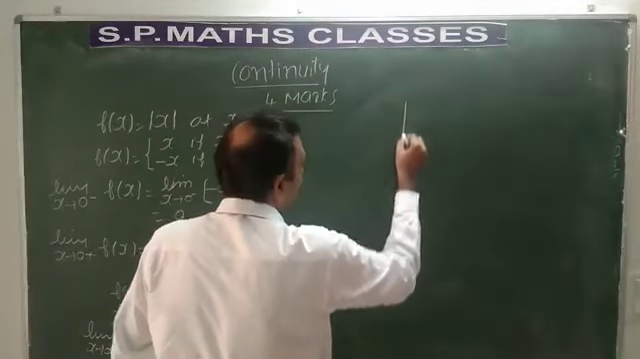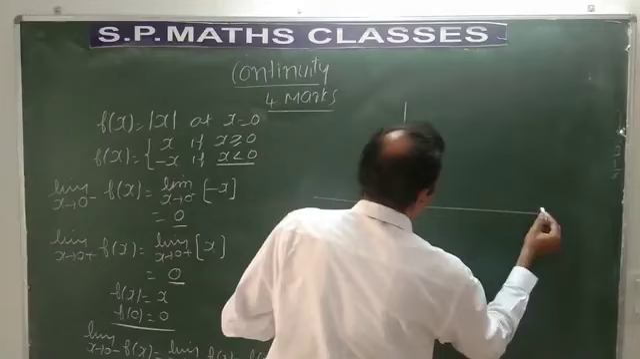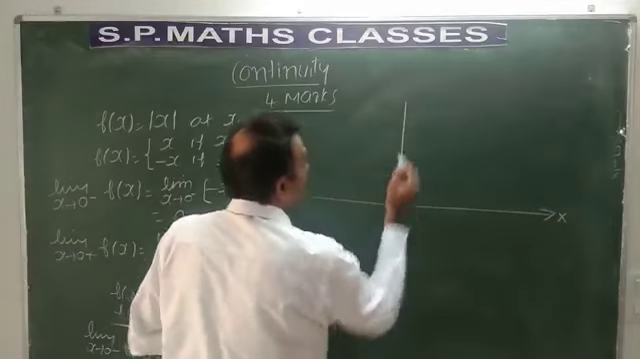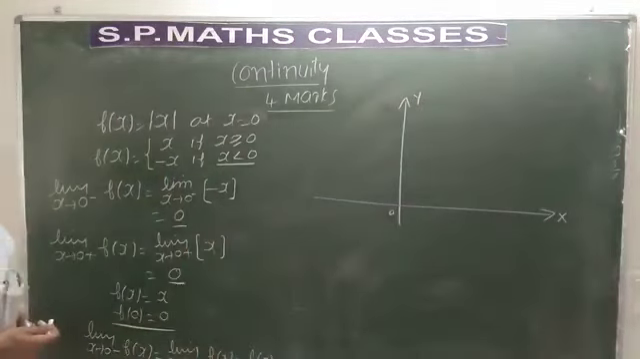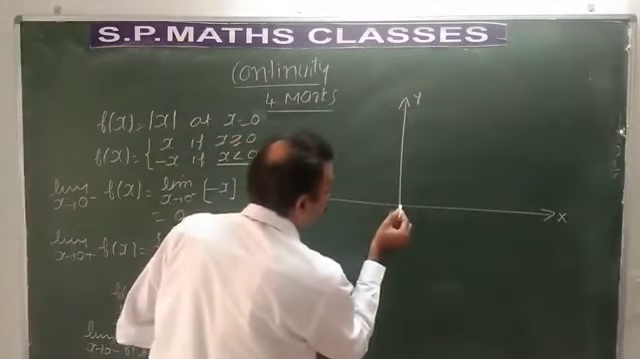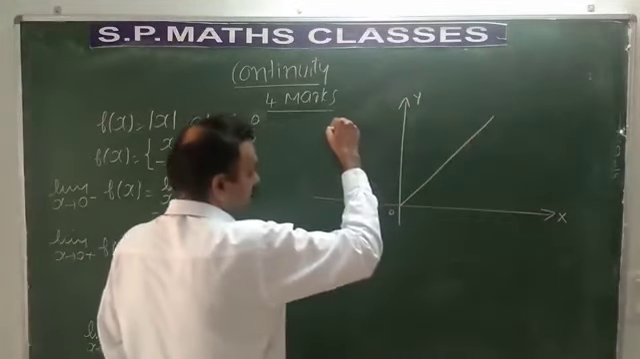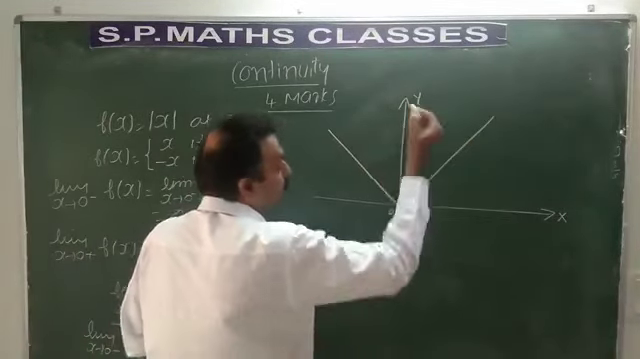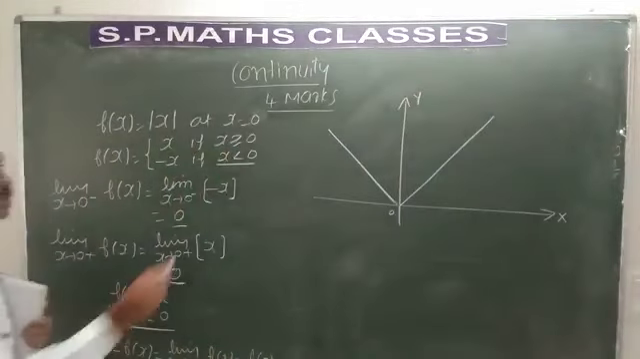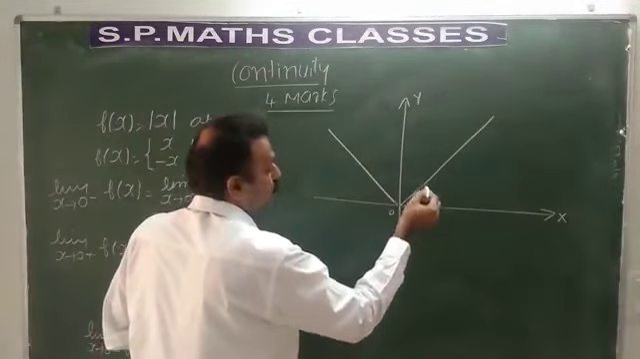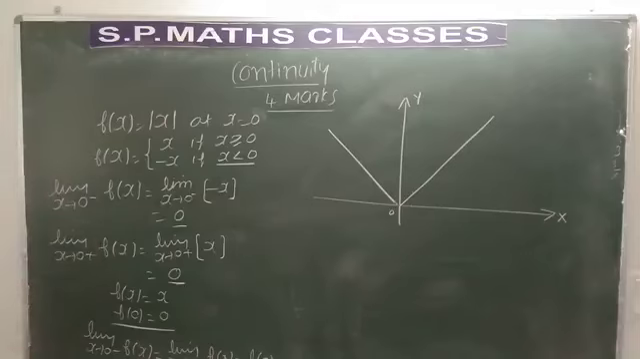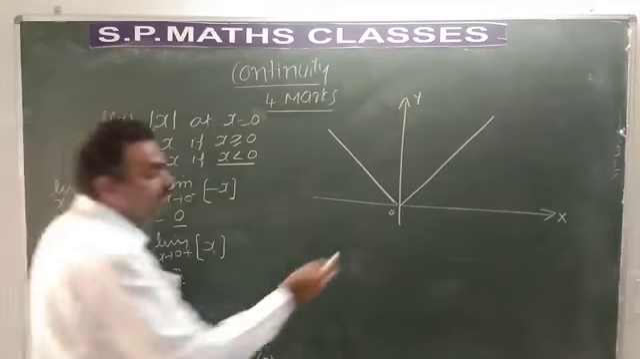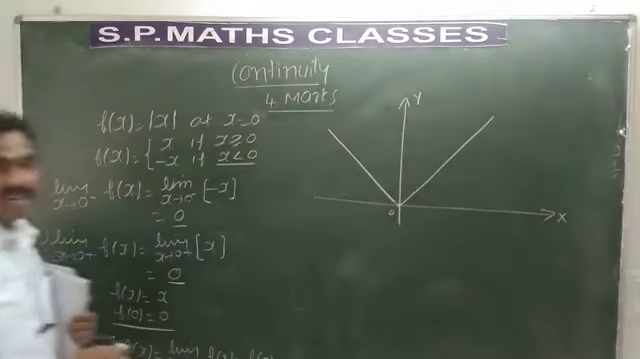See how the graph will be. This is the x-axis and here it is the y-axis. You have understood about the modulus function, you have drawn the graph also. The graph of the function will be like this, because it is above the x-axis. For x is equal to 1, y is equal to 1, and for minus 1, it is like that. So from the graph it is clear that it is continuous at all the points, especially at x is equal to 0.